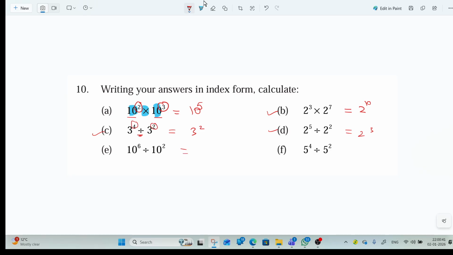Good. Next. Yes, be quick. 10 to the power of 4. Very good. Next. 5 to the power of 2. Very good. Absolutely correct.